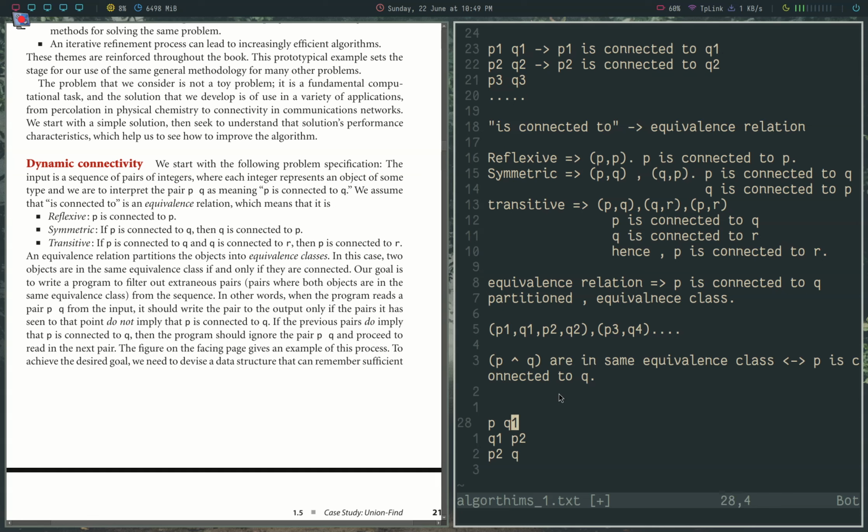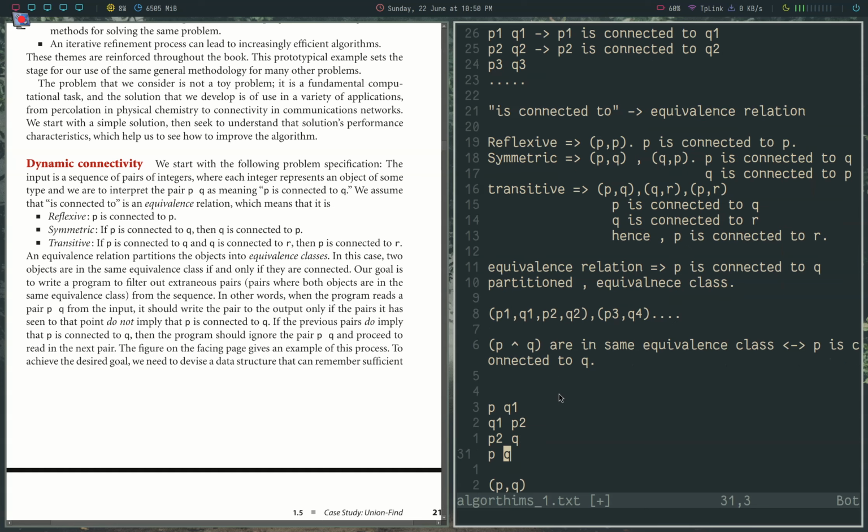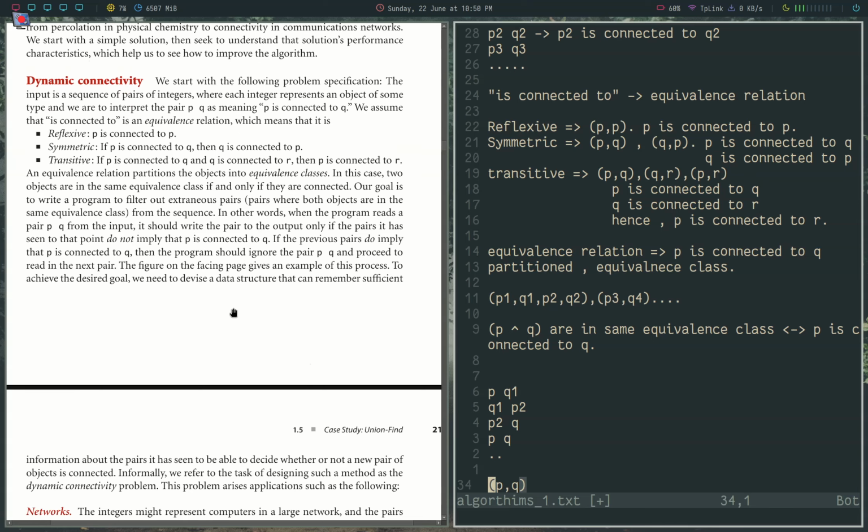So when the program reaches this third line, it will add an equivalence class of P and Q. But if we add another line of P and Q, then the program will ignore it, because if the previous pairs do imply that P is connected to Q, then the program should ignore the pair P and Q and proceed to the next pair. It will just go on to the next pair like this.